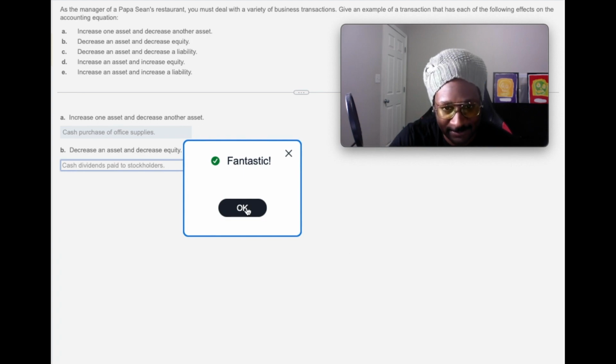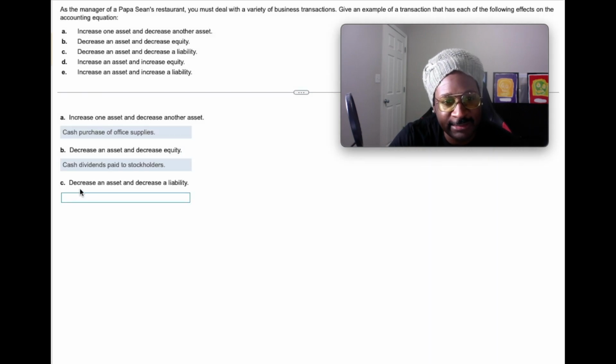Fantastic. Moving on. Decrease in asset and decrease a liability. Okay, let's think about this one. So in this situation, both the asset and the liability are going down. But when we think about liabilities, they are things that we owe. When we owe to an outside individual, right?